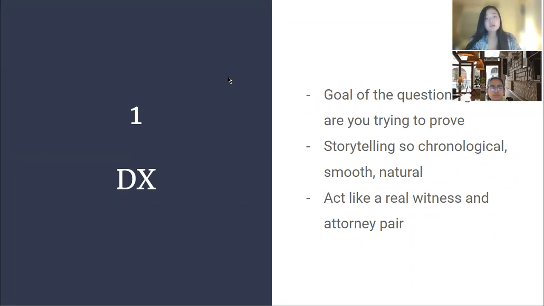And since you're trying to tell a story, basically the entire thing, whether that's that character's story or what that character did, what that character heard, stuff like that, you're trying to tell a story. So the questions have to be in that kind of way. So it has to be chronological.